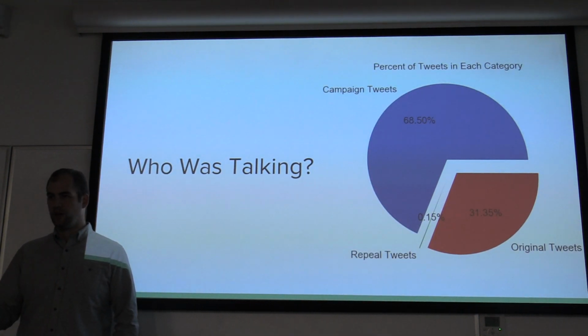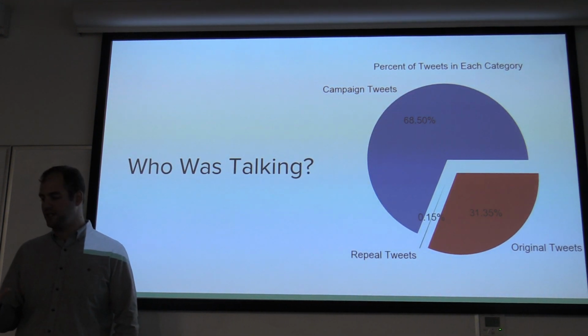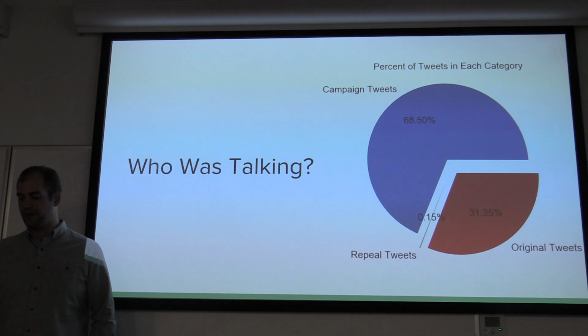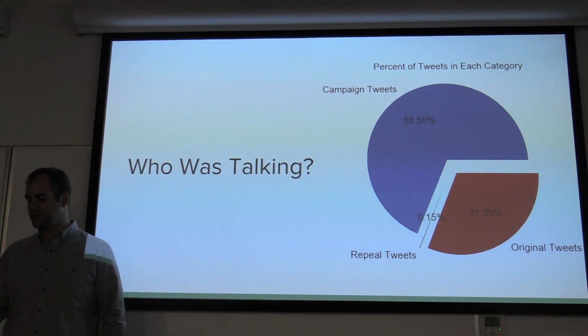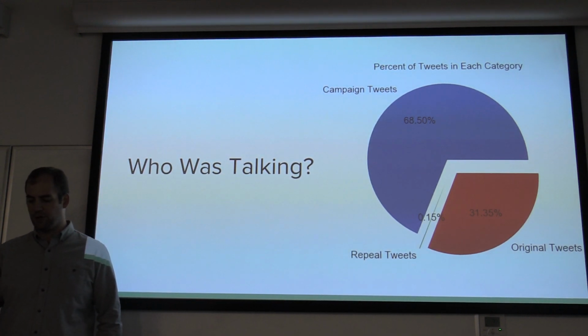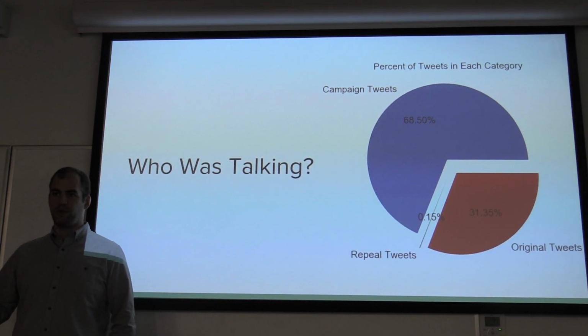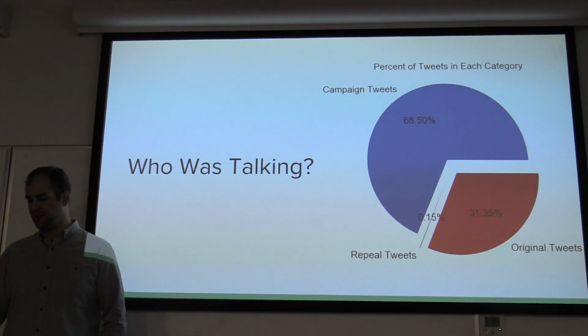So who was talking? By looking at the counts of the number of times that specific text showed up in my data, I was able to determine that about 70% of these tweets were part of guided information campaigns and were not people expressing their unique views. About 31% were people saying something that had not been said before. And then a small amount of them were actually tweets about getting rid of net neutrality that ended up in the data by mistake, that I was able to remove by identifying hashtags that were unique to them.